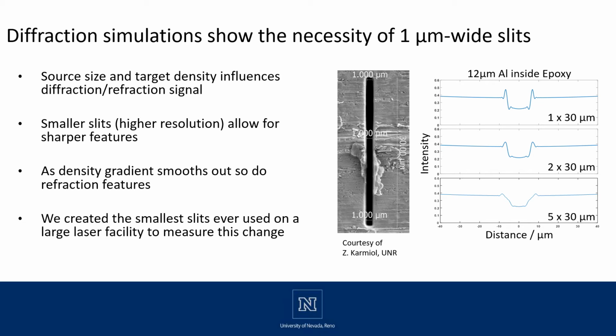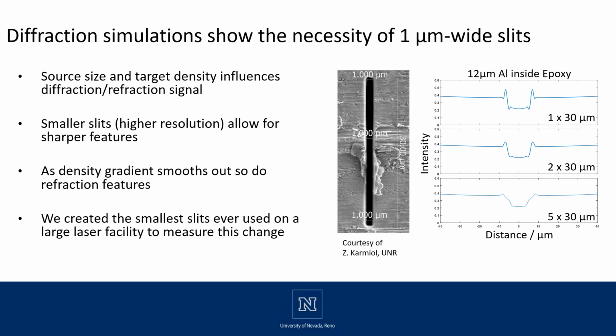We also know that the density gradient will smooth out over time as the two materials diffuse, which will result in less strong features. Therefore, if we start with a smaller slit, we are able to get sharper features and better be able to time resolve as the pattern changes and work out the density. The simulations on the right show an identical system with a number of different slits. The thin slit, the 1 by 30 micron slit, you can see very sharp diffraction features or refraction features within it.